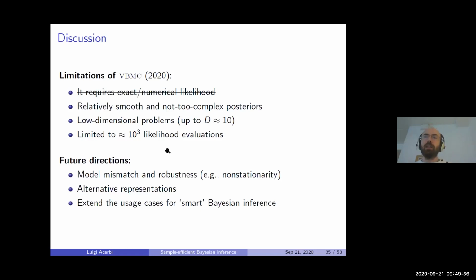So I think the approach I'm interested in, besides the specifics of VPMC that I mentioned, is that I want to make a case for smart Bayesian inference. I think we have the tools nowadays to do Bayesian inference in a way which can exploit active sampling and the idea that we can build model approximations which allow us to get to a posterior approximation actually very fast. So with only, say, hundreds of evaluations.